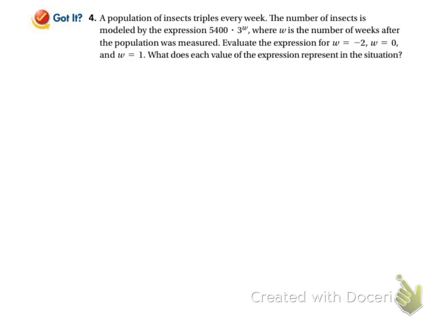Alrighty. Now we're going to do our got it problem for this story problem. It's a story problem, yes, but don't freak out. It's not that bad of a story problem because they already give us the equation. All we need to do is plug in these values. So we have the equation 5,400 times 3 to the w, and we're going to plug in w equals negative 2, w equals 0, and w equals 1.